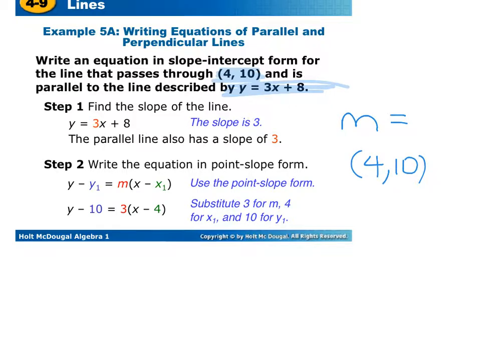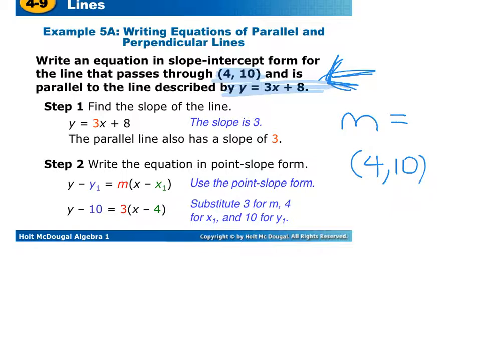All right, so for this one, I need to find the slope that would be parallel to this. What do we know about parallel lines? What do they have in common? What's the same? The slope. Good. What is the slope of the line right here that I put next to my arrow? 3.